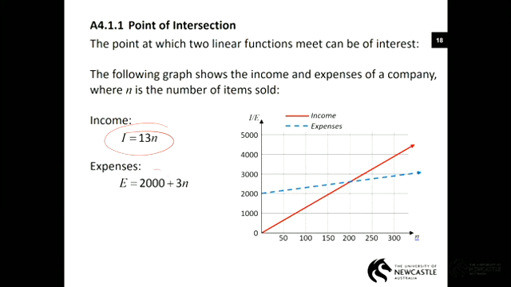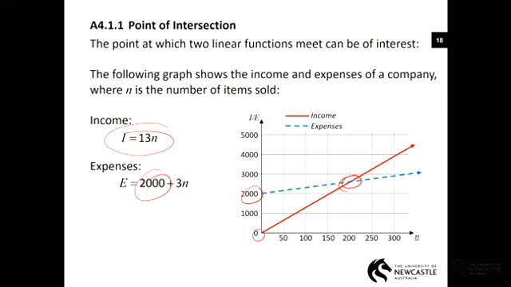Because I've got to fork out $2,000 on my power, my advertising, my staff, my whatever. Every week costs me $2,000 whether I make stuff or not. So it's not unusual to have two graphs, one going through the origin and one not, but we care where they meet. And if that's income versus expenses, money coming in versus money going out, that's pretty critical. That tells me how many items I have to make just to pay my staff, pay my bills, and make no money, just break even.